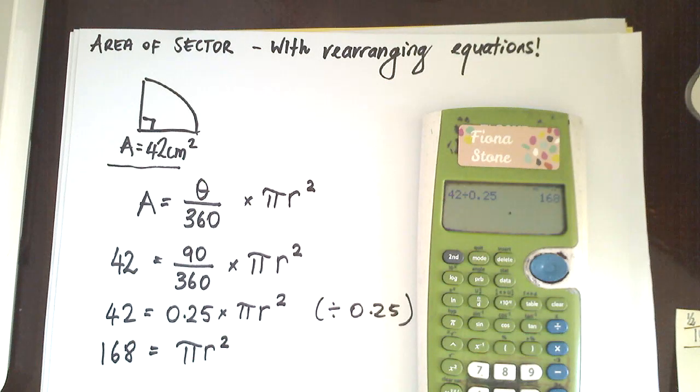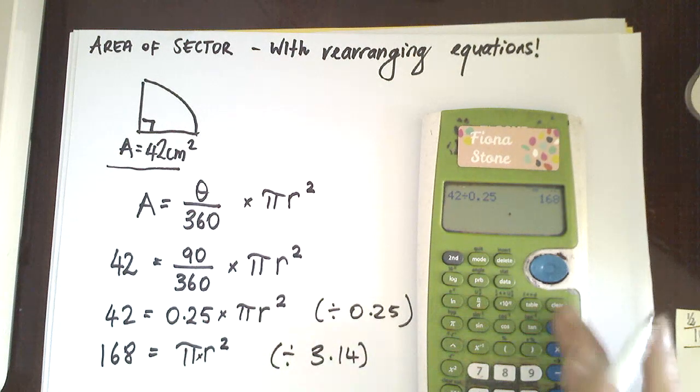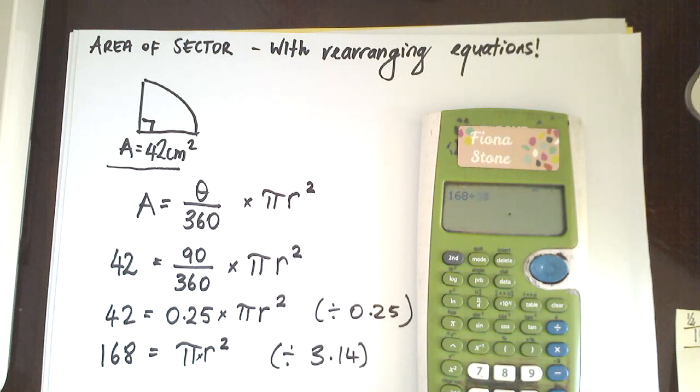Now remember, pi r squared has invisible little times in there, so we could get rid of pi, and we know pi is 3.14, so what we could do would be divide both sides by 3.14 to get rid of pi. So 168 divided by 3.14 is 53.50 to two decimal places as r squared. And then we want to get r on the left hand side. I'm sorry, we've gone off the page here.